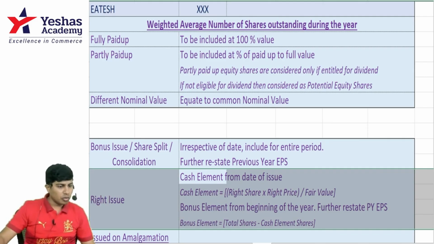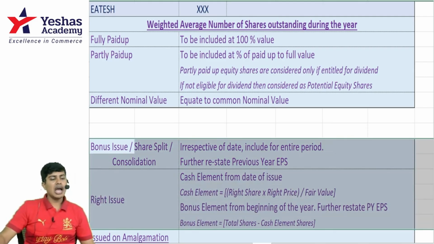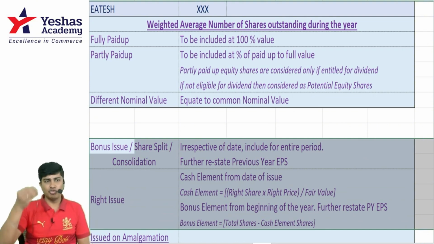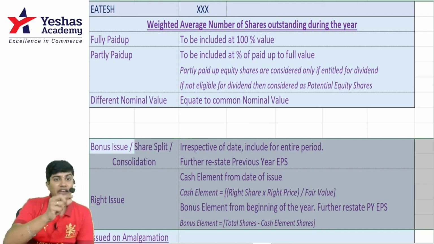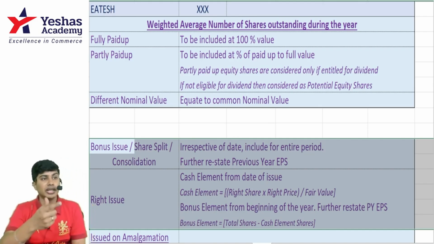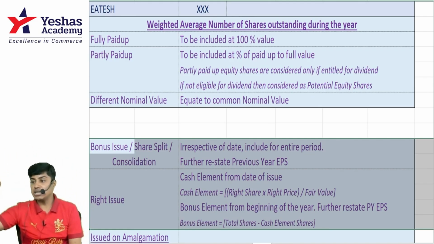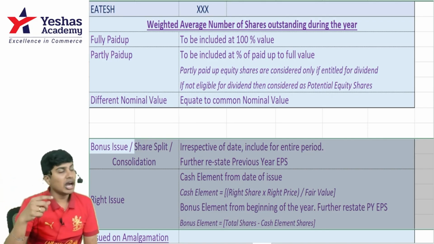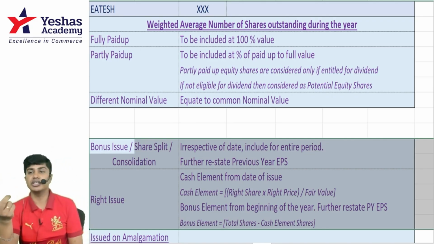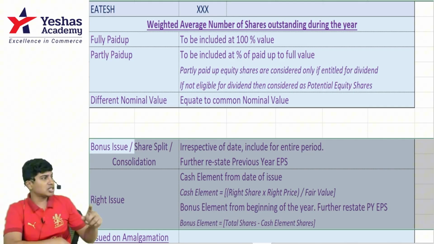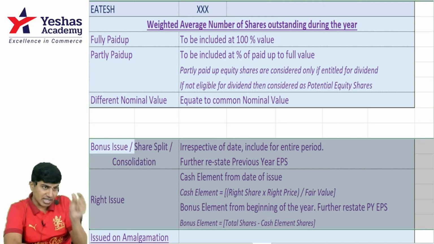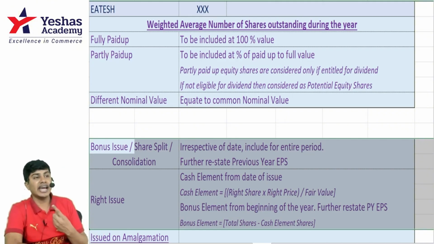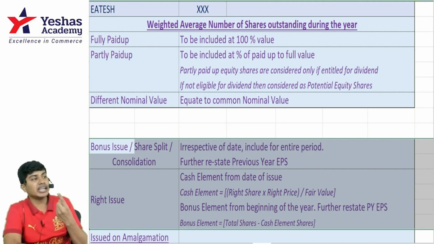Common point for bonus issue and right issue is after you redo the EPS for the current year, those bonus shares have to be included in the denominator of the previous year's EPS computation also, and we need to recompute the previous year's EPS. Such EPS of previous year computed considering the bonus or right shares in the denominator will be considered as restated EPS.